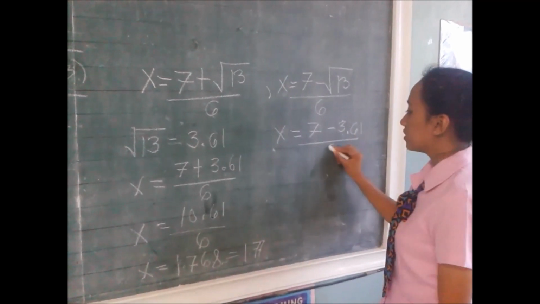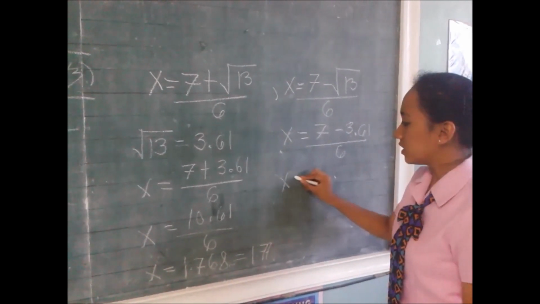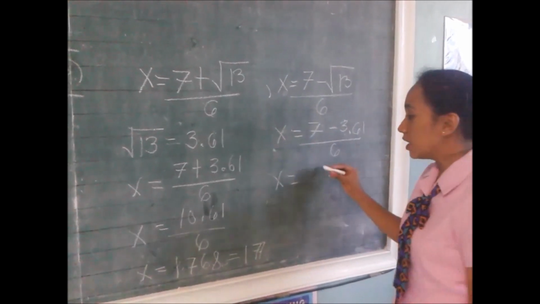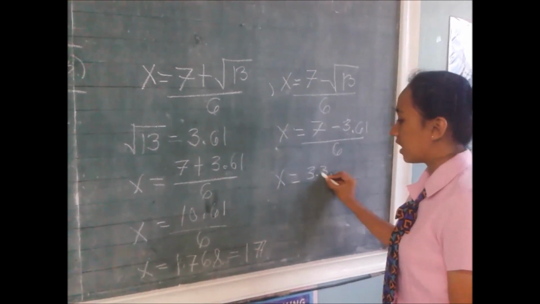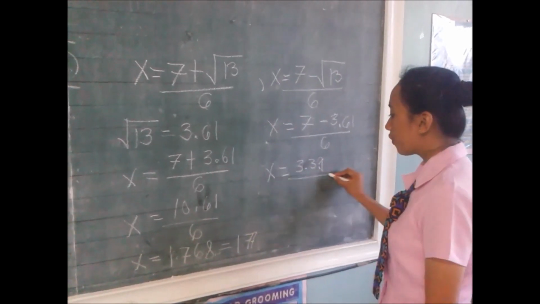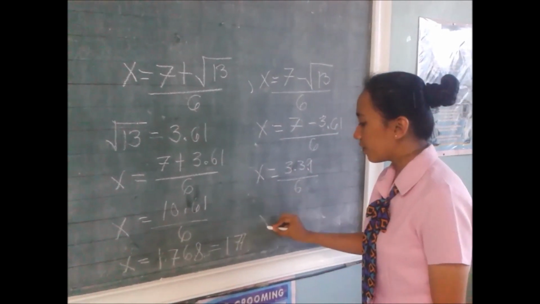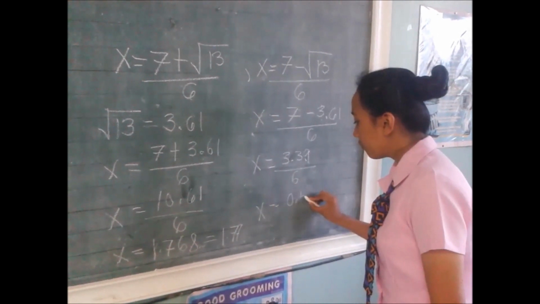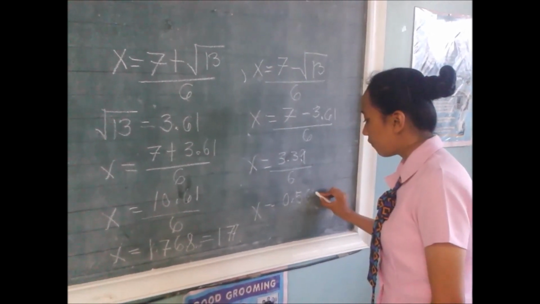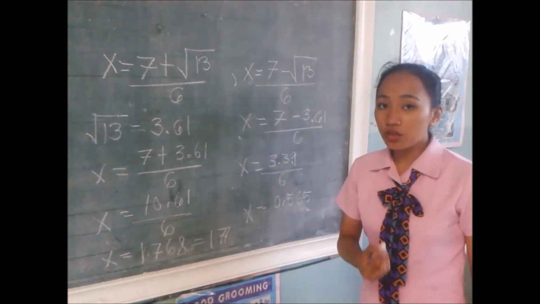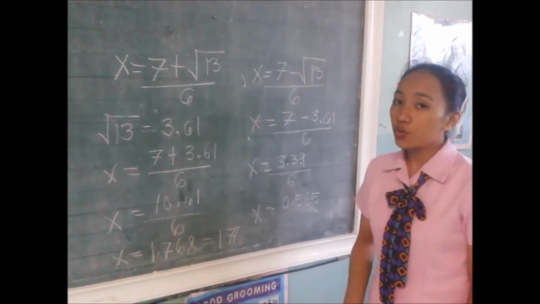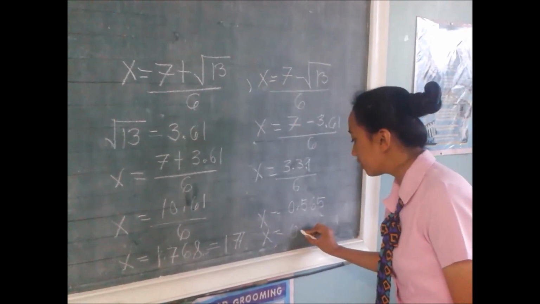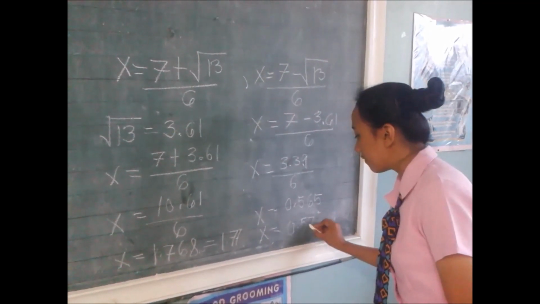All over 6. So x is equal to 7 minus 3.61 is equal to 3.39, all over 6. So we have x is equal to 0.565. If we round it off to two decimal places, we have x is equal to 0.57.